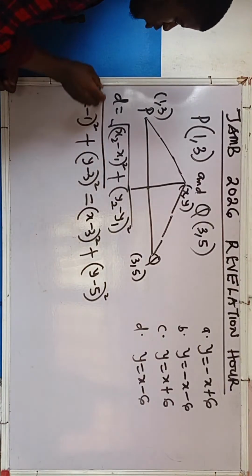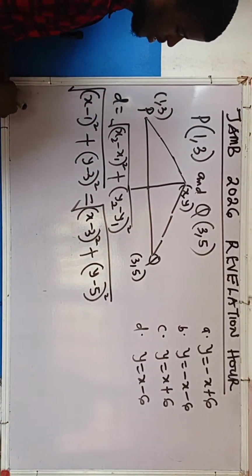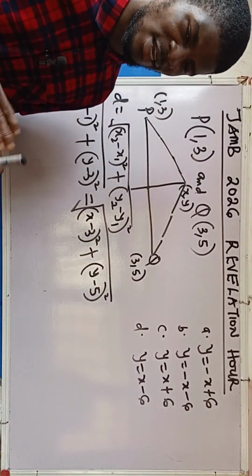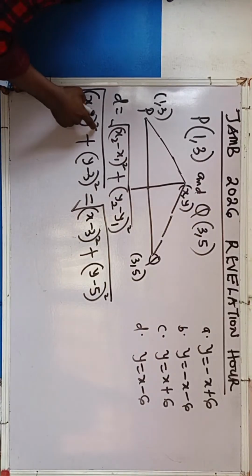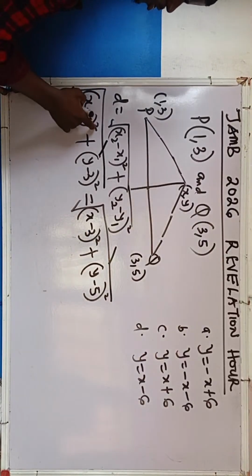Now, we are supposed to have square roots for both sides. But since both sides have square roots, the square root will cancel out. That's the idea. So what will be left here is x minus 1 squared. Let's just cancel the square root out. So we have x minus 1 squared.